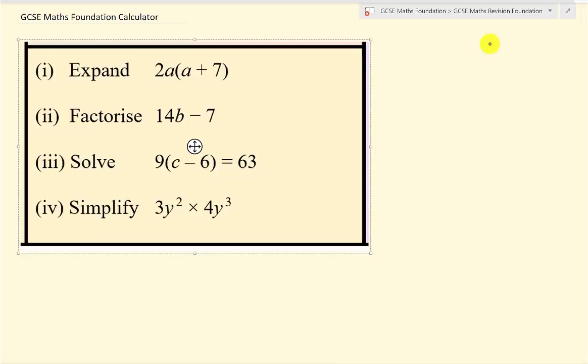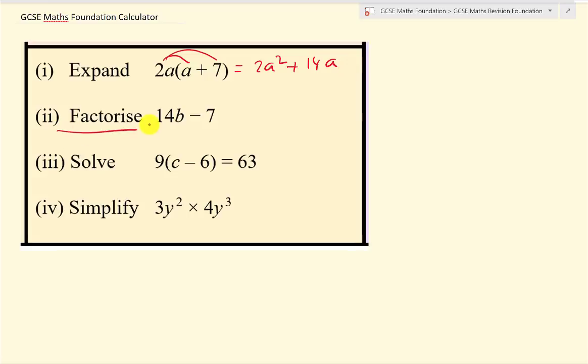So we have expand. We need to expand the brackets. So do 2a times a, which is 2a squared, and 2a times 7 is plus 14a. Pretty straightforward question. Make sure you write your letters neatly and clearly.